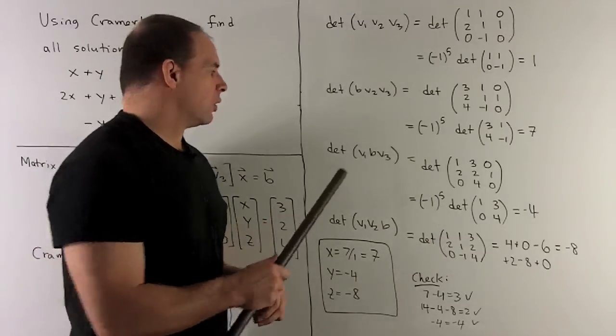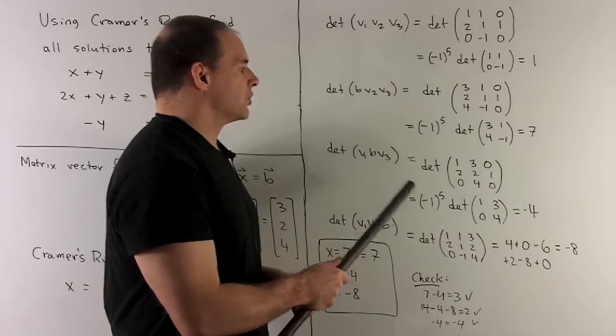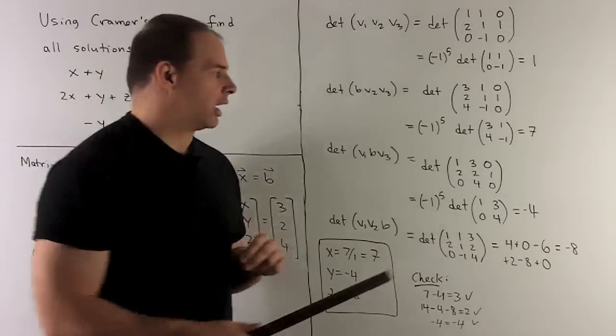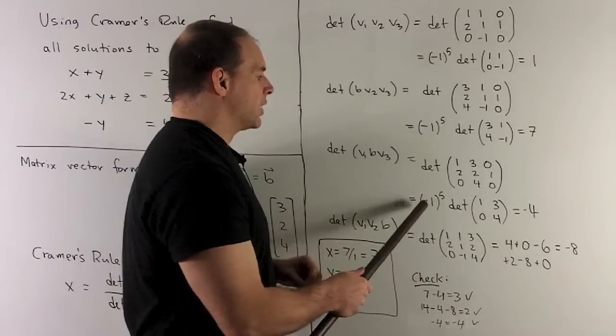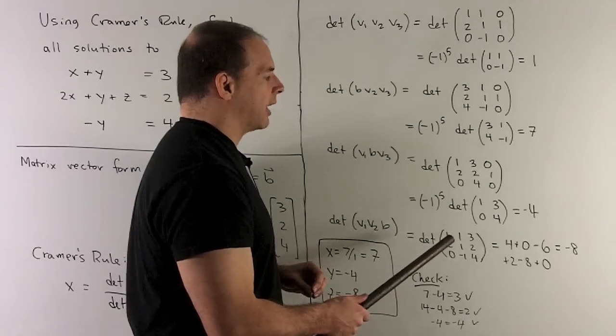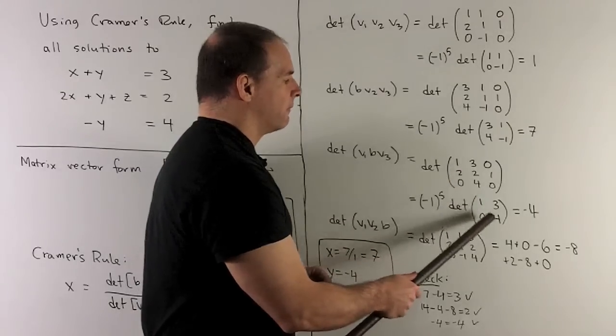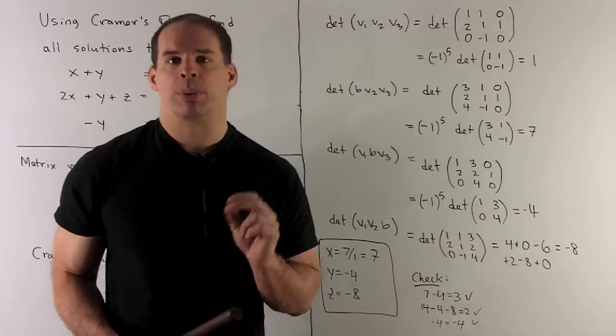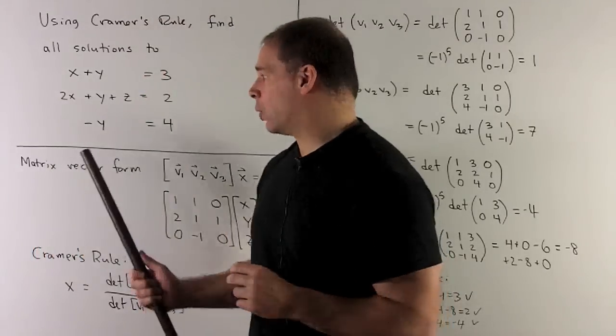Next one, replace V2 with B. So we're putting it in the middle column. Again, no change. We're just going to target this entry. So I'll have a minus 1 to the 5, multiply by a 1, then multiply by the determinant of the minor. That's going to give me a 4 times a minus 1, so I get a minus 4. No surprise there. That's just equation 3.